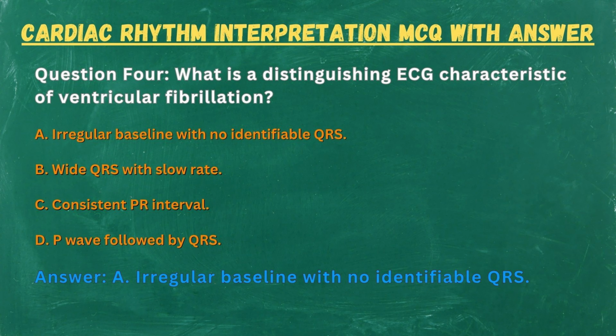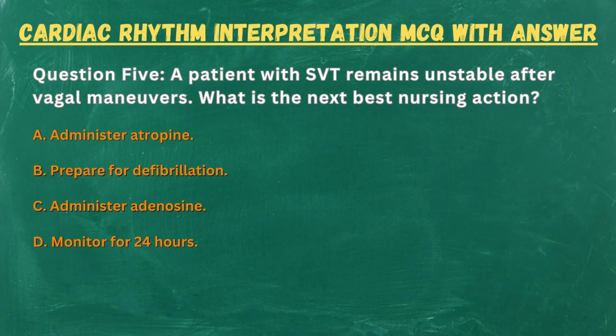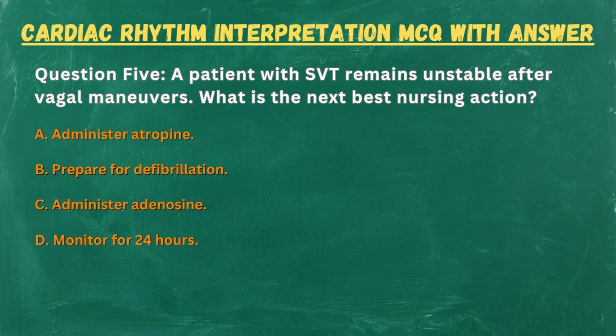Answer: A. Irregular baseline with no identifiable QRS. Question 5. A patient with SVT remains unstable after vagal maneuvers. What is the next best nursing action? A. Administer atropine. B. Prepare for defibrillation. C. Administer adenosine. D. Monitor for 24 hours.